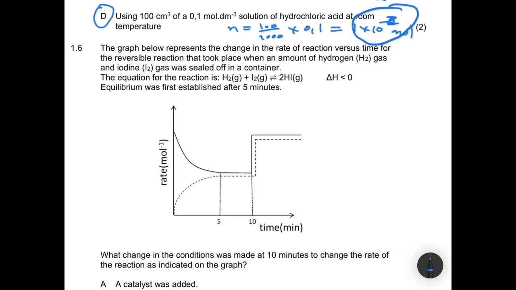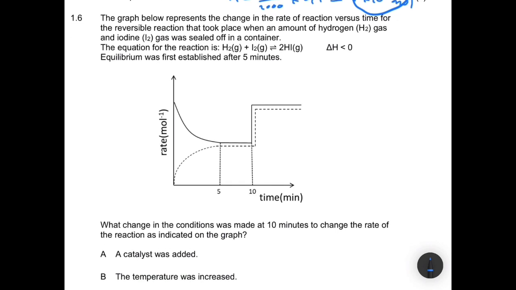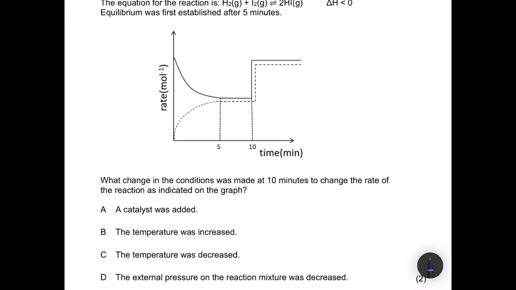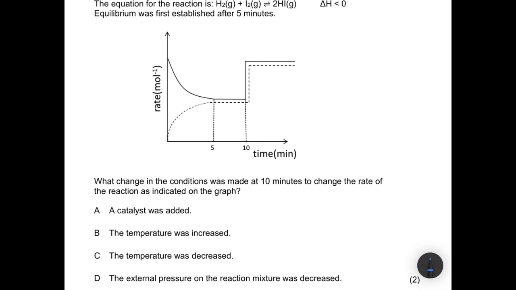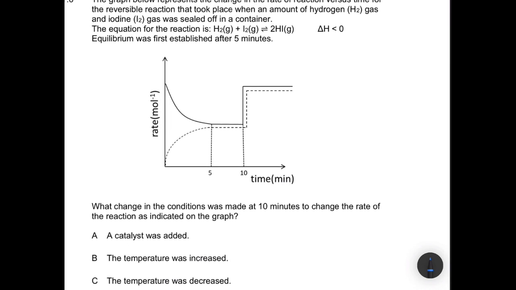1.6 says the graph below represents the change in the rate of a reaction versus time for the reversible reaction that takes place when an amount of hydrogen gas and iodine gas was sealed in a container. And then there we have an equation, right? Now it asks what change in the conditions was made at 10 minutes to change the rate of the reaction as indicated on the graph. So let's go to the graph and look at 10 minutes.